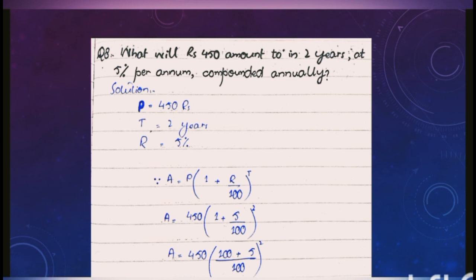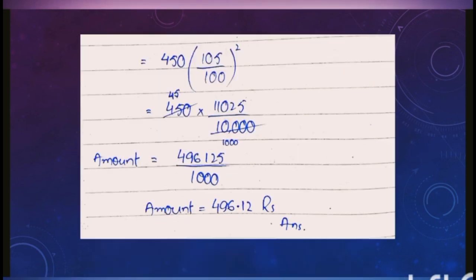Now the formula for amount in case of compound interest is this: A equals P into (1 plus R upon 100) raised to the power T, where P is the principal, R is the rate, T is the time. Okay, now put the values over here: in the place of P we wrote 450, in the place of R we wrote 5, and T equals 2. Now solve this. The square of 105 upon 100 is 11025 upon 10,000, and after cancellation we have got the amount 496.12 rupees, which is approximately equal to 496.